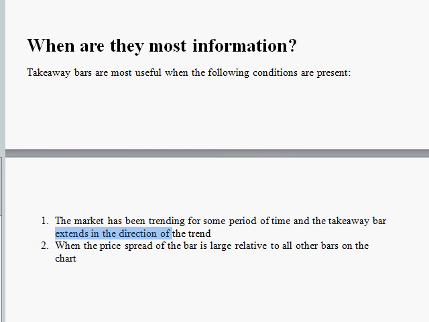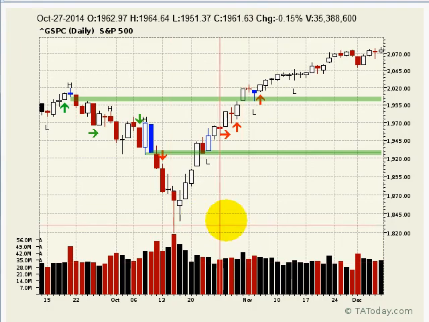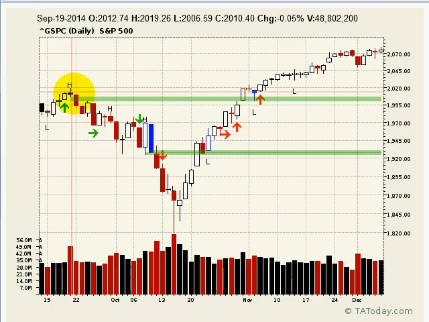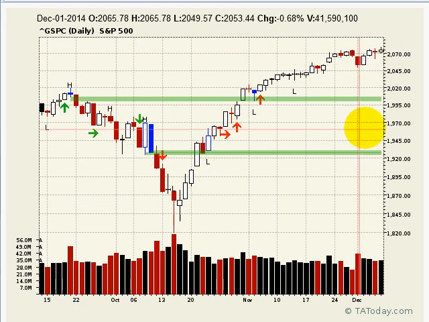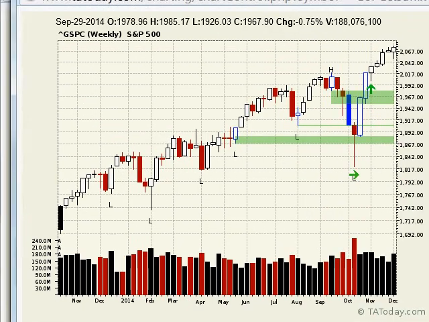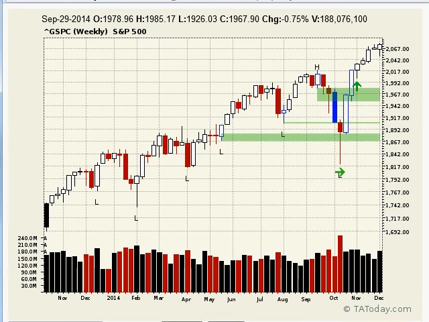And that is what we just saw here on this situation. You have a trend going down, right? You get a takeaway bar, and then it extends that trend. You've got a trend going up, takeaway bar against the trend, extends the trend back up. Now it can happen on any time frame, like I said, and there just so happens to be some on the upside on the weekly time frame.